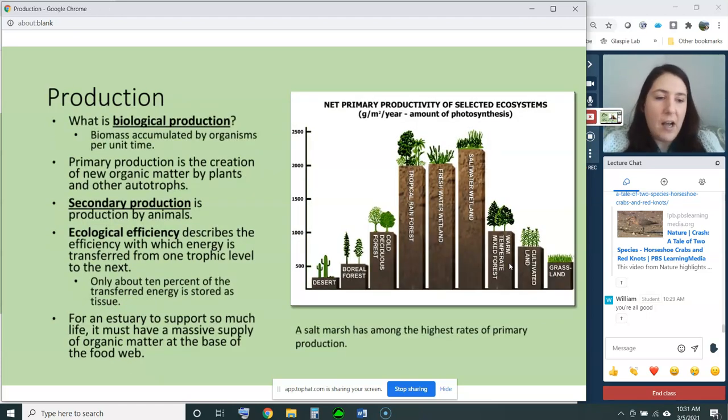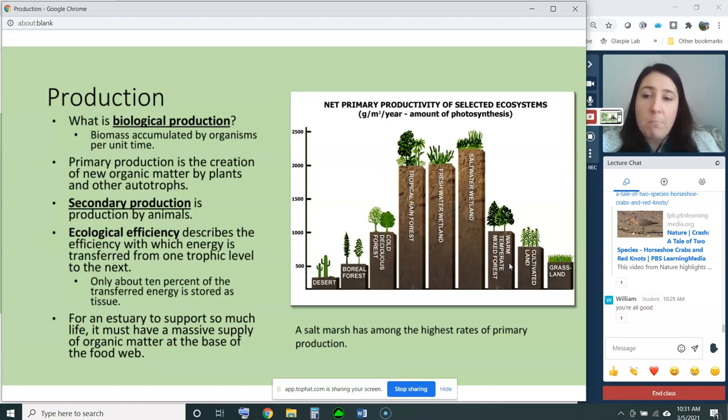All right, so to start off, what is production? So what's meant when I say production? Production might mean something different in some of your fields, but here we're talking about biological production. And by that I mean biomass accumulated by organisms per unit time. And biomass is just any sort of mass, like tissue mass, that's incorporated into an organism. So you can just read it as mass accumulated by organisms per unit time.